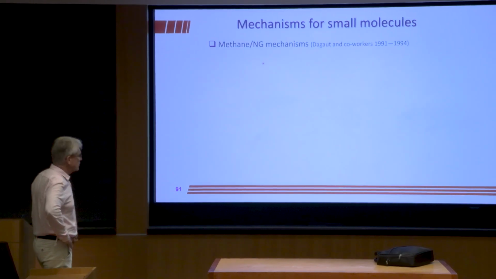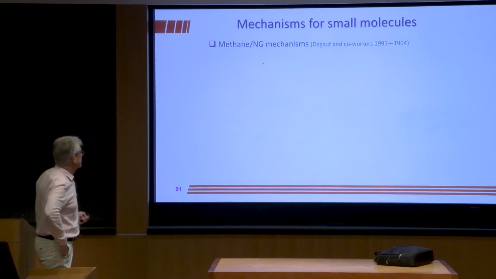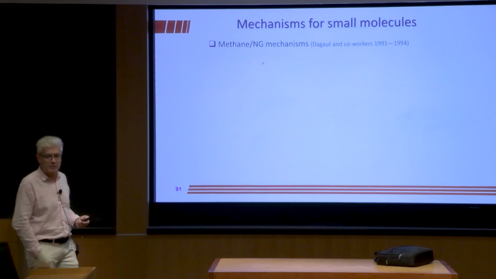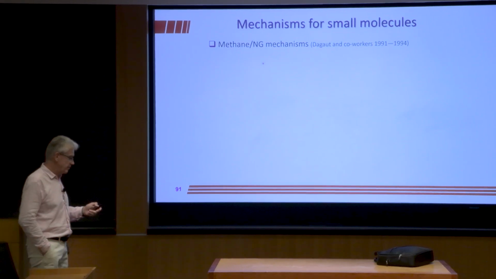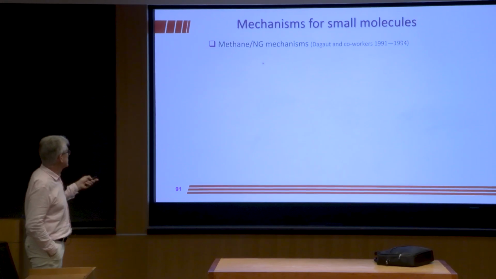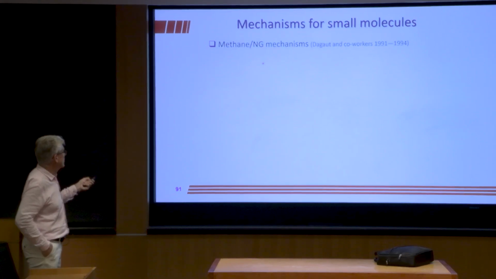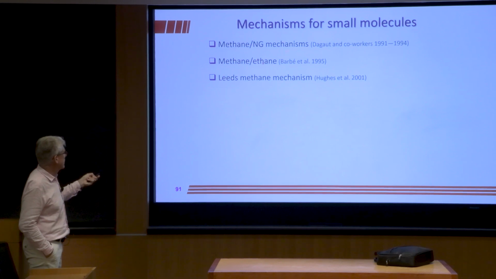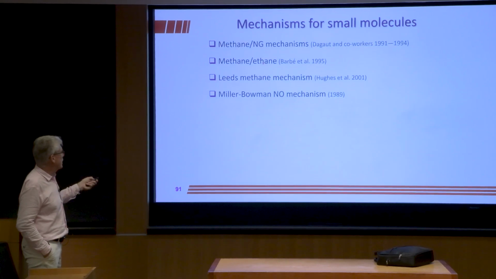Okay. So just then to say that mechanisms for small molecules, they've been developed and published over many years. Back in the 90s, there was a methane natural gas mechanism from Philippe Dagaut, methane ethane from Barbe et al. 1995. That was, again, from a French group. A Leeds mechanism published in 2001. This is going back a long time. The Miller-Bowman NO mechanism was first published in 1989.